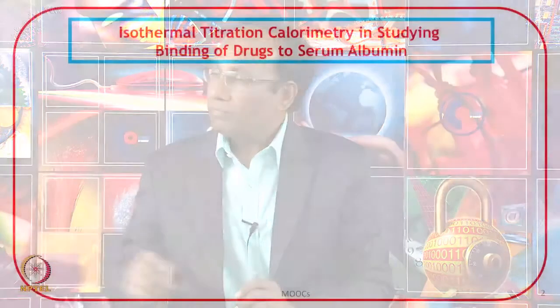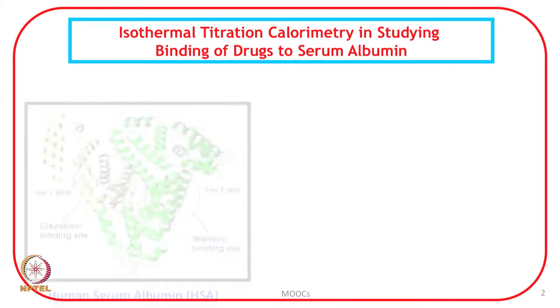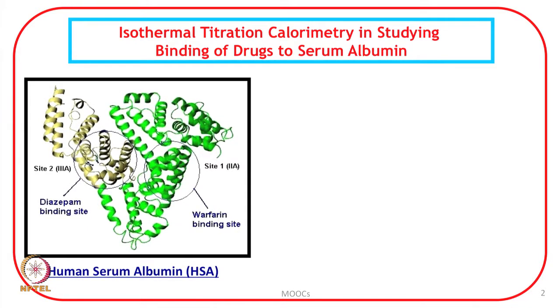Let us take a look at the slide. To begin with, let me again take the example of serum albumin. Let us take a look at the structure of serum albumin. This is the structure of human serum albumin, and as its structure itself suggests, a variety of molecules can bind to it.